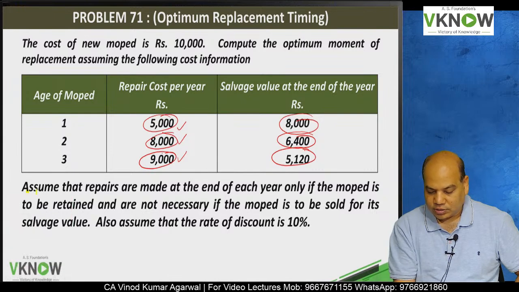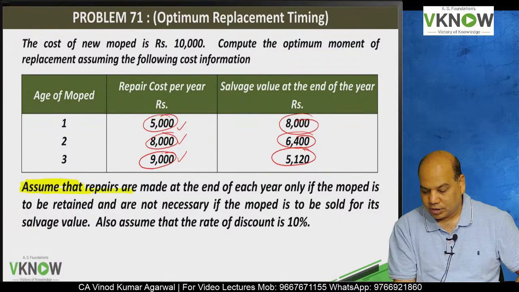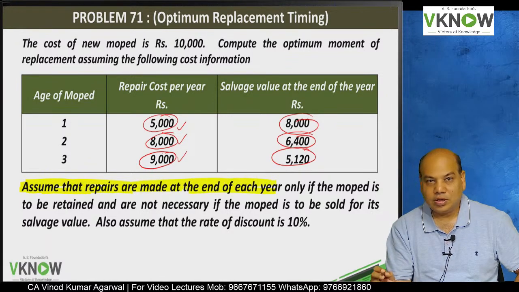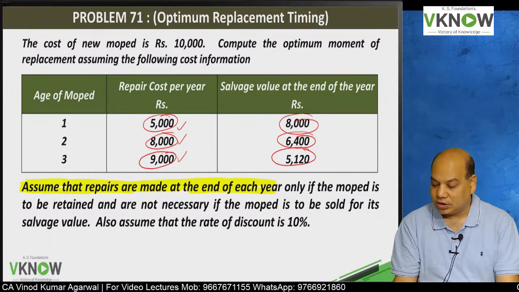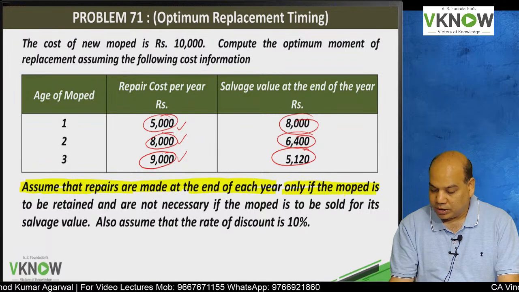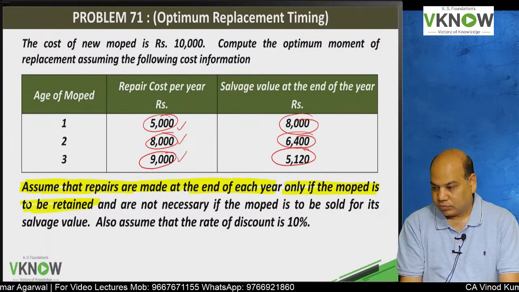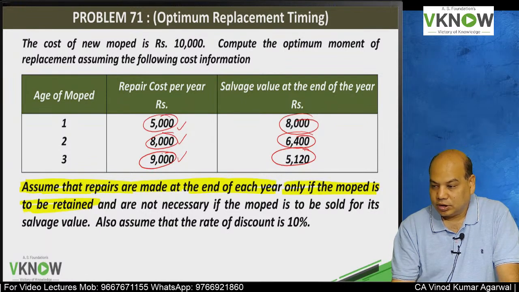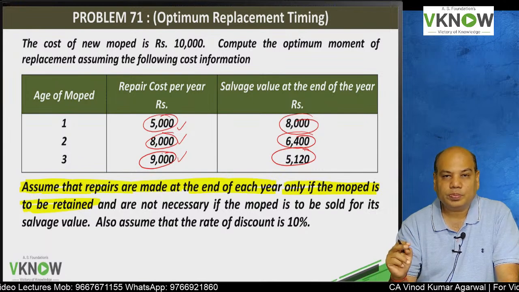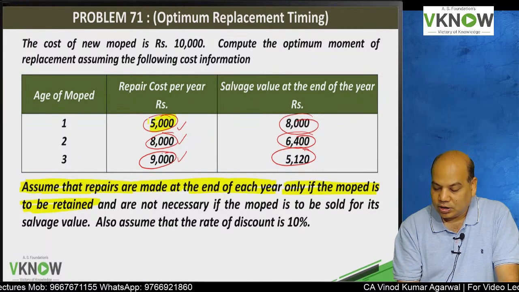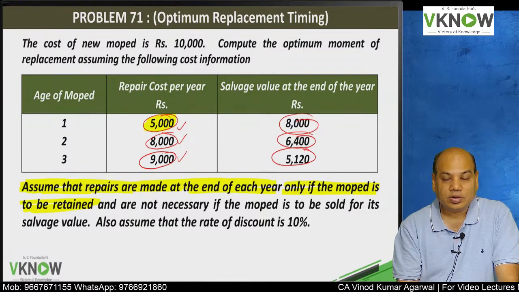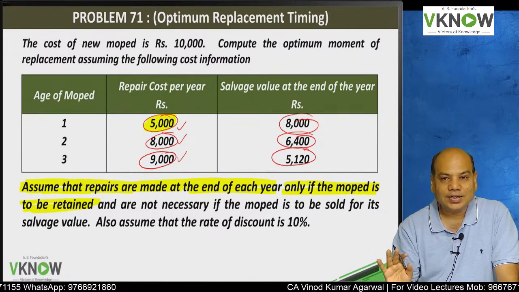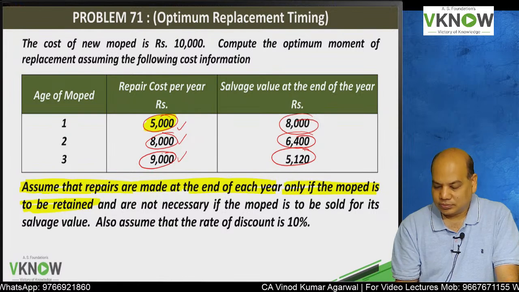Now one very important assumption, assume that repairs are made at the end of each year. Repair cost will be incurred at the end of each year only if the moped is to be retained. What does that mean? It means that if I have to use the moped for the second year, then I will incur the repair cost of the first year. But if I don't have to use the asset for the second year, I will sell the asset as it is without incurring the repair cost.